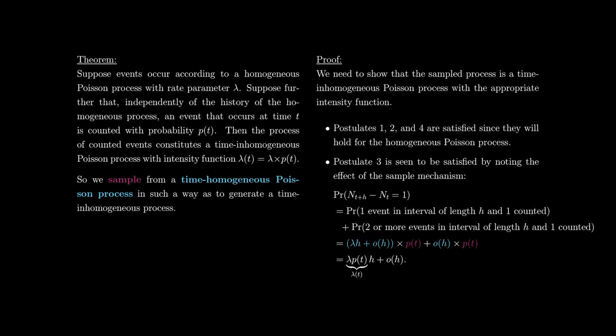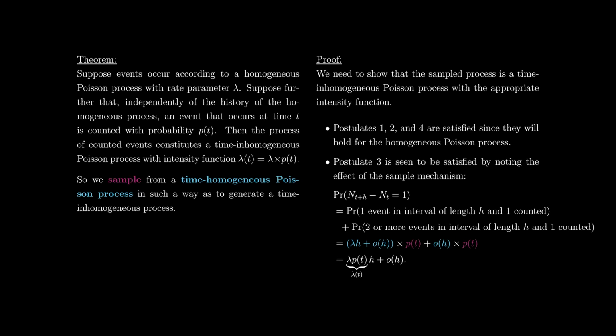What was postulate 2? Well, under the time-inhomogeneous case, we had independence of the increments. Now, the homogeneous part will have independence of the increments, but it also will have stationarity. Here we're selecting with a probability which is a function of time, so we lose the stationarity, but we still have the independence because we're selecting from a homogeneous Poisson process.